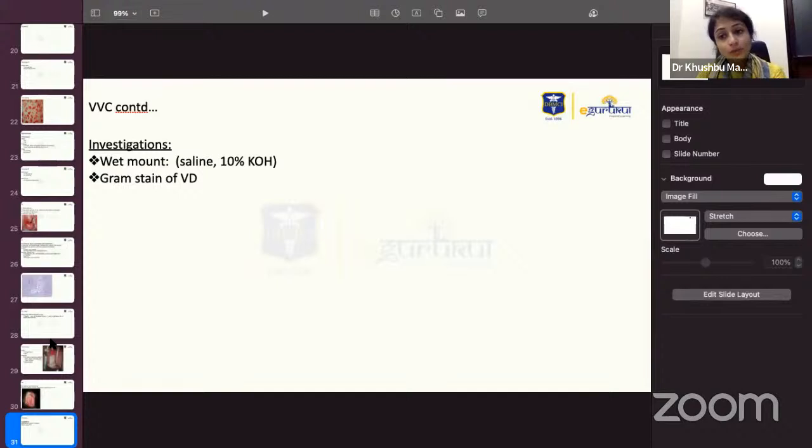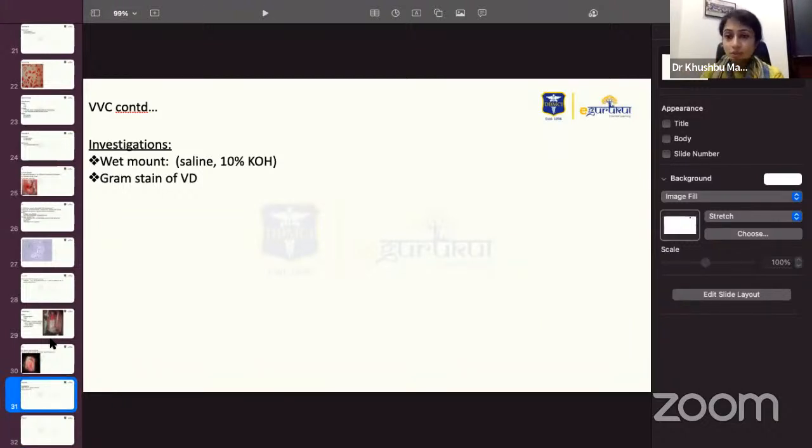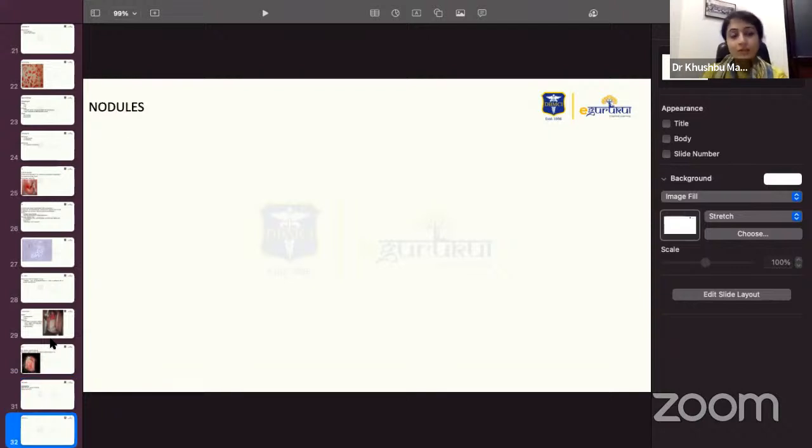What you do for BV, you do a gram stain and look for clue cells. And for TV, you look for flagellate protozoa. So you see these jerky, pear-shaped bodies in Trichomonas vaginalis. So these are my three vaginal discharges. So we talked about ulcers, we talked about the urethral discharge and vaginal discharge.